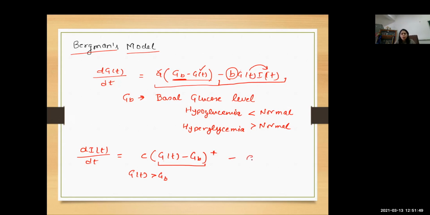Then insulin self utilization, this is called self degradation of insulin.